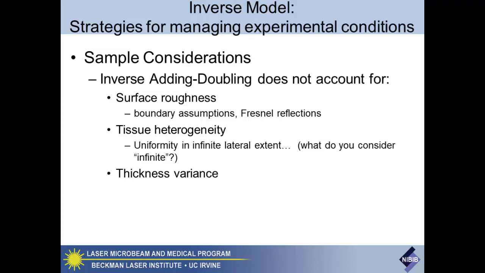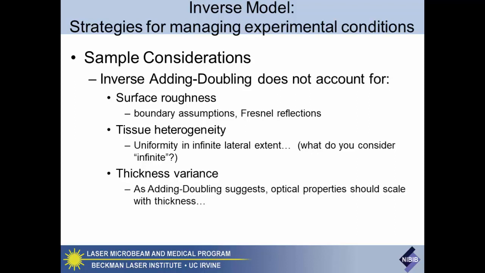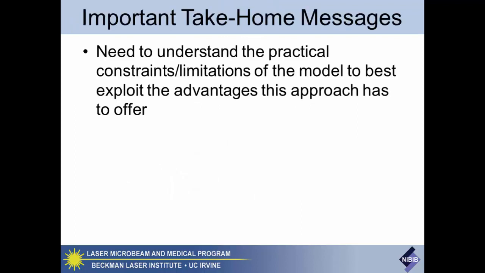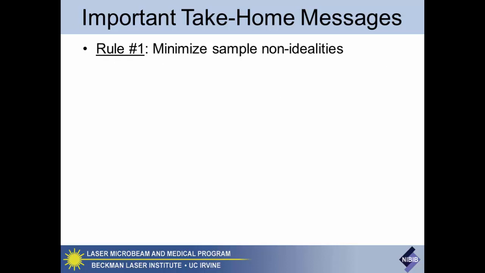And thickness variance in tissue. It assumes a slab that is perfectly parallel, that you're not measuring one part of your sample that is slightly thinner than the other. Errors in the variance in the thickness will propagate directly through with errors in your optical properties. So an important take-home message is that you need to understand the practical constraints and limitations of the model to best exploit the advantages that this approach has to offer.